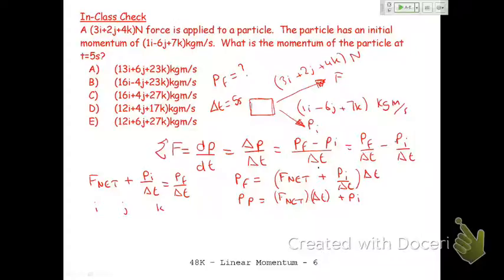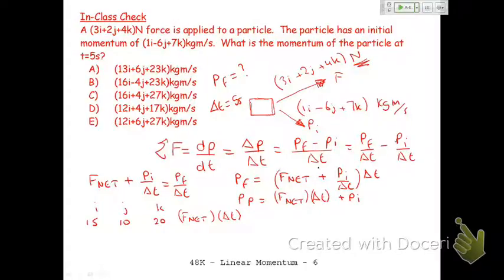So then I know F net. I want F net times delta T. Delta T is 5. So this is 15 rather than 3: 3 times 5 is 15, 2 times 5 is 10, 4 times 5 is 20.